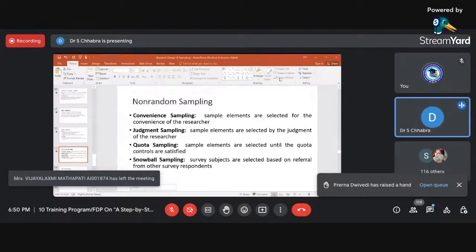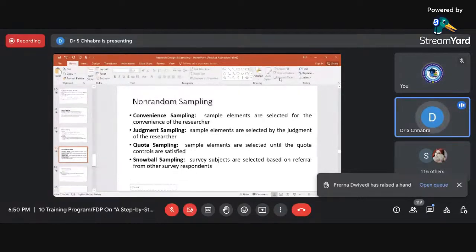And then quota and stratified are similar in nature. The difference is random and non-random. So you can pick a quota and control that quota, that this many questions I would ask from this person. Say I want to do research between 10th and 12th students, then I would fix a quota from 10th and 12th. And this I would be doing non-randomly.